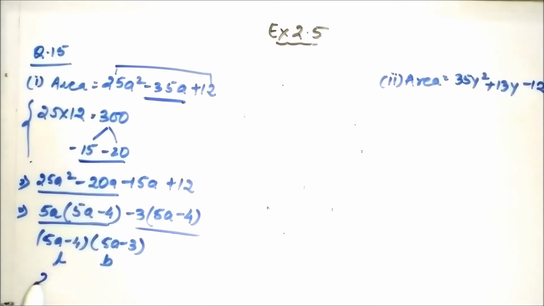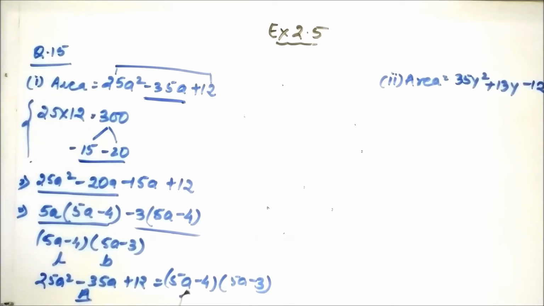Because we have written 25a square minus 35a plus 12 as two factors, 5a minus 4 and 5a minus 3. So if this is the area, area is equal to length into breadth. So we got the length and breadth here. I hope you understood what we are doing here. We are just using the application of splitting the middle term, applying this concept in the second part of this 15th question.